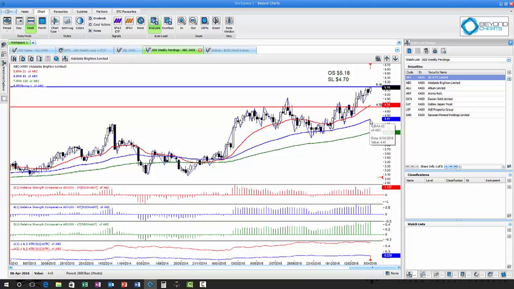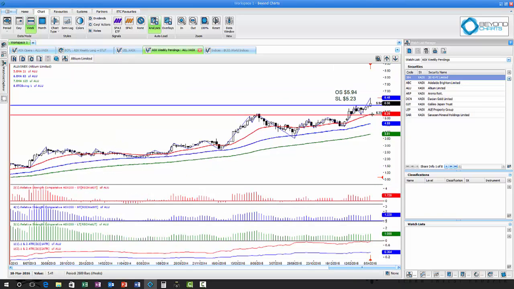ABC, Adelaide Brighton hasn't quite got up to our on-stop level there of 518. Very close. And not a bad candle considering what's happened on the market for the rest of the week. So again, still maintaining its relative strength. So we'll just have to wait one more week to see whether that one triggers.